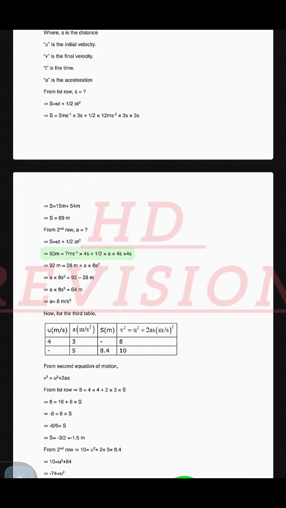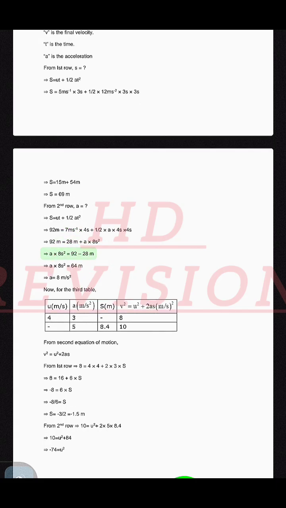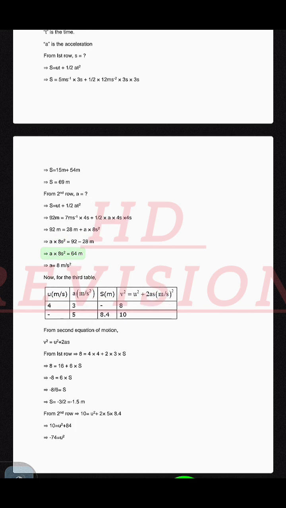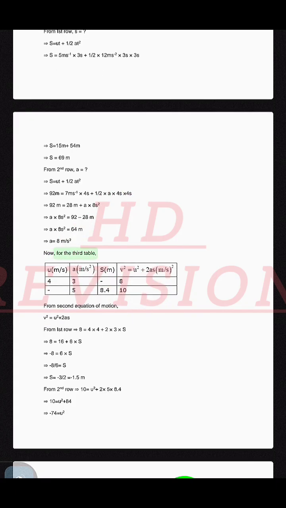From the second row, s equals ut plus 1/2 at². 92 m equals 7 m/s times 4 s plus 1/2 times a times 4 times 4. 92 meters equals 28 meters plus a times 8 s². a times 8 s² equals 92 minus 28 m. a times 8 s² equals 64 meters. a equals 8.